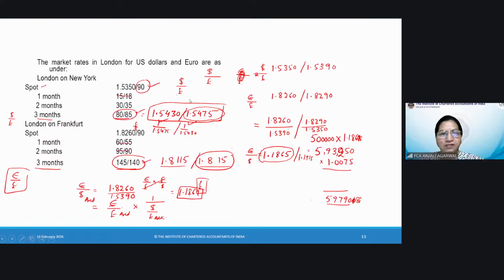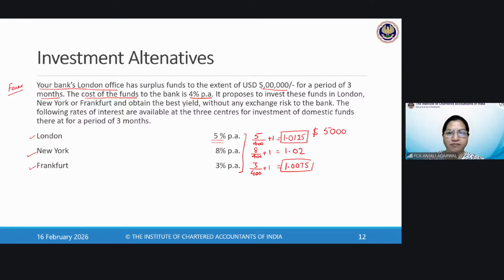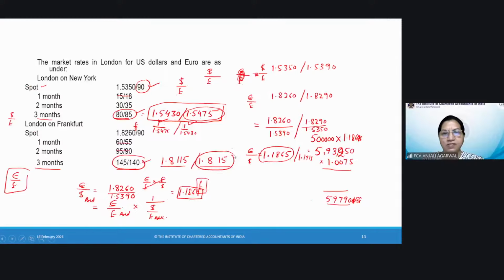Now, what is the returns that you are going to get? So if you invest in London, today you will be able to get how many pounds? First, you have to check that. So you have $500,000, which you will sell. That means bid is applicable, which is 1 upon ask. So divide by 1.5390. These are the pounds you are going to have, 324,886. Pounds will be invested for 5%. So into 1.0125, your net return would be 328,947.